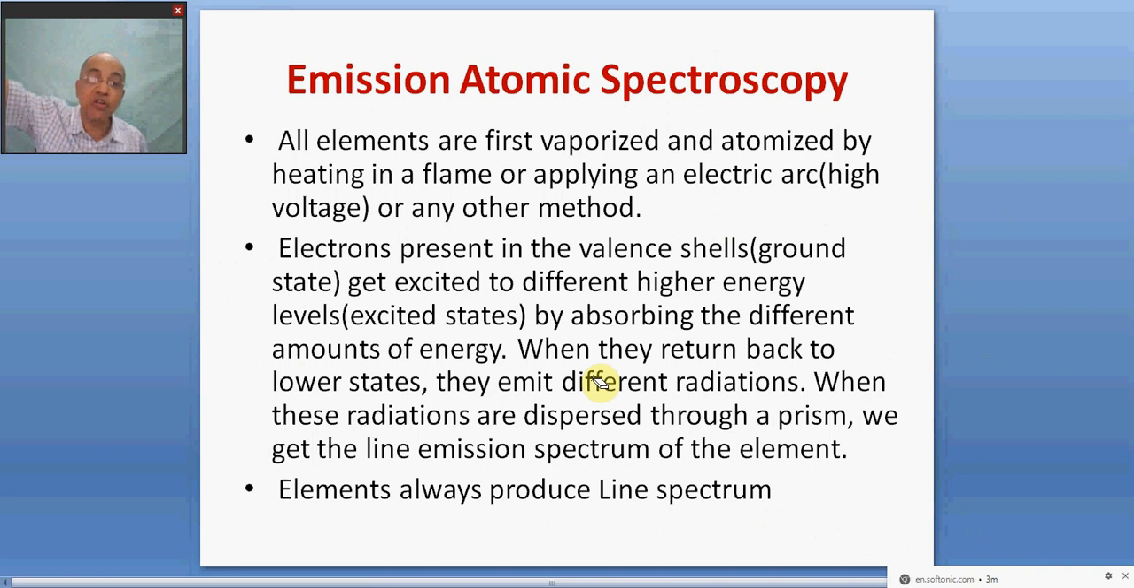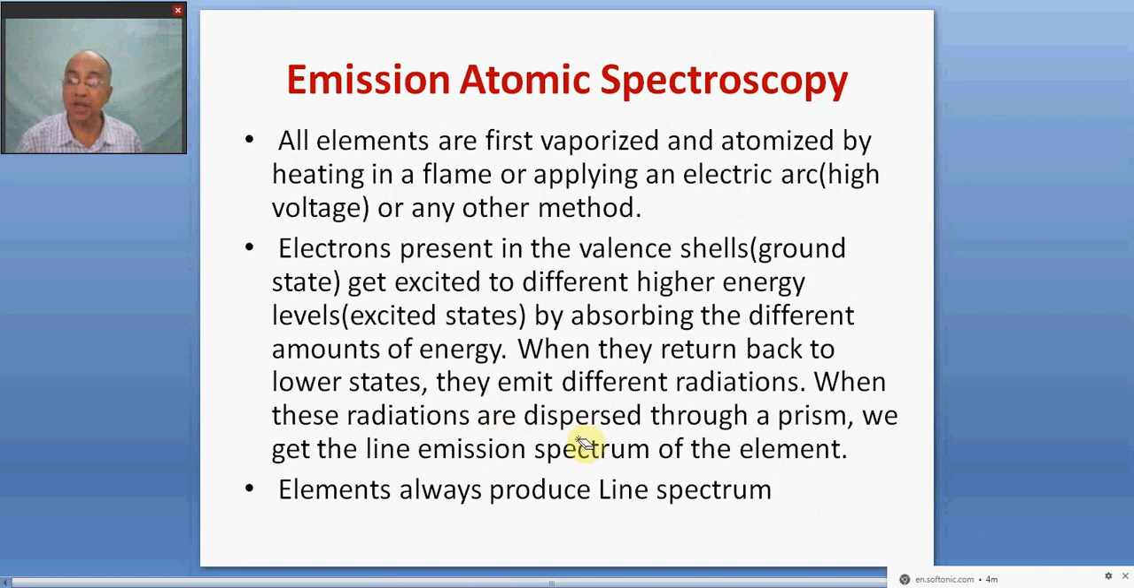When the electrons from the excited state return back, because they can't continue to remain in the excited state or higher energy levels indefinitely, after a very short time they have to return back to the ground states. When the electrons in different atoms return back to different lower energy levels, they emit radiations. As you know, when the electrons are excited from the lower level to higher level, they absorb energy, and when the electrons are de-excited, they return back from the higher levels to the lower levels, they emit radiations. So they emit different radiations.